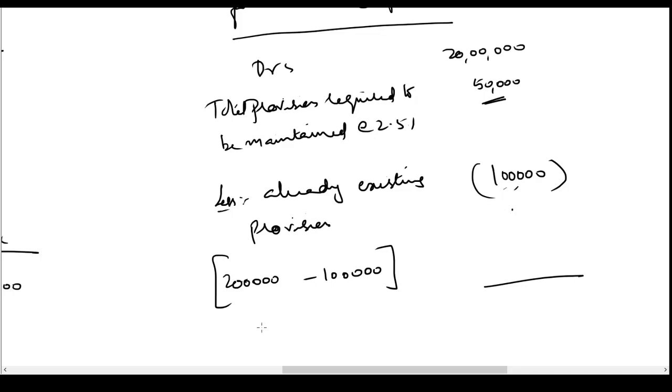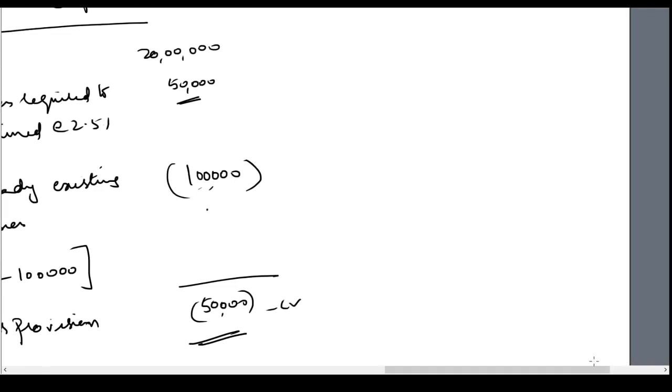So I want totally 50,000, but I already have 1 lakh. So excess provision. In the provision account, I need only 50,000, but I already have 1 lakh. So there is an excess provision of 50,000. It is shown in negative. That means this has to be credited to P&L account. So what entry do we pass? We will return the excess provision to the profit and loss account.